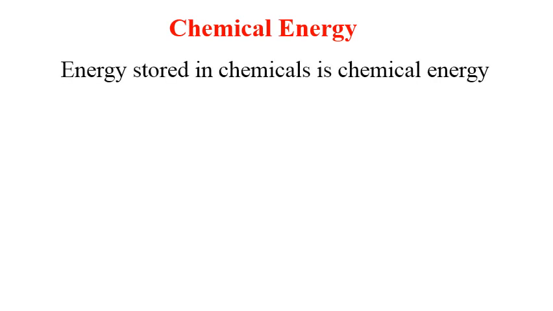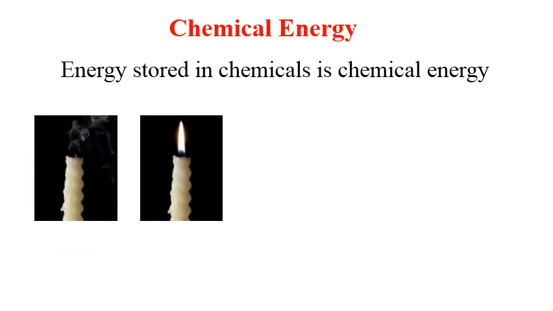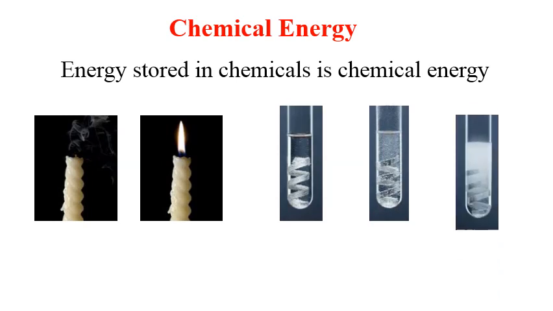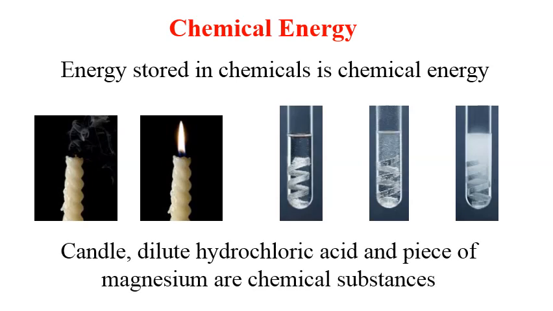Chemical energy. A large amount of energy is stored in chemicals. This energy stored in chemicals is called chemical energy. If you light a candle and fix it on the table, you will see it forming smoke and the candle will melt. If you put a piece of magnesium ribbon into hydrochloric acid, you will observe gas bubbles evolving in it. These observations are obtained because candle, dilute hydrochloric acid and a piece of magnesium are chemical substances.